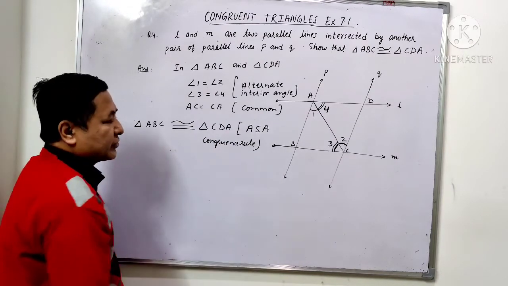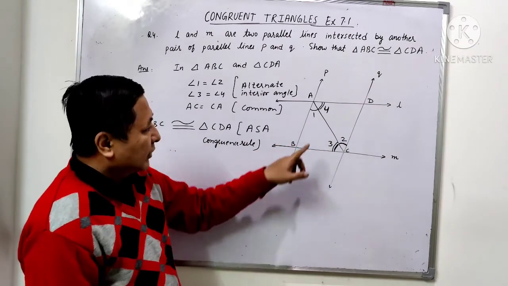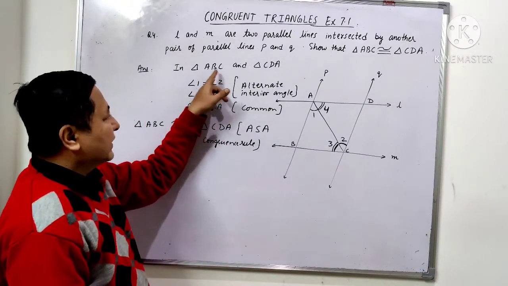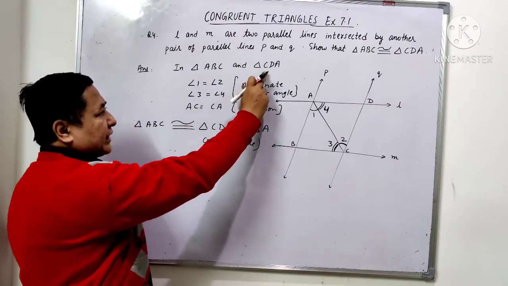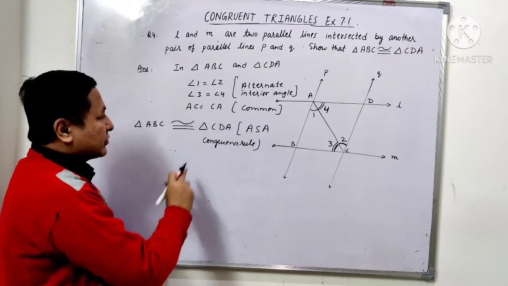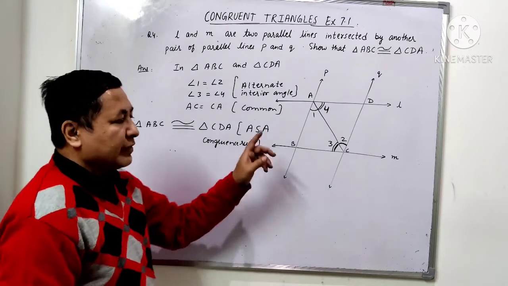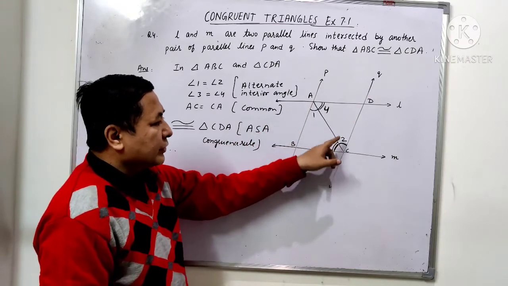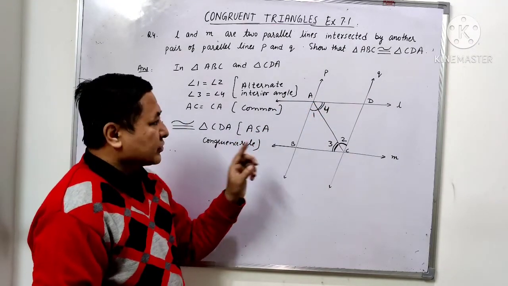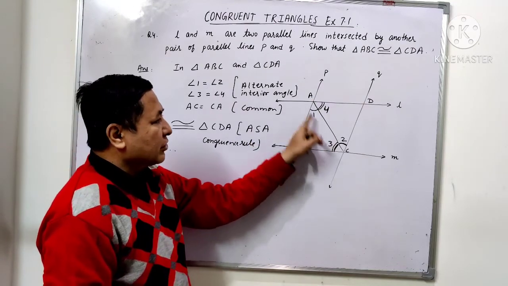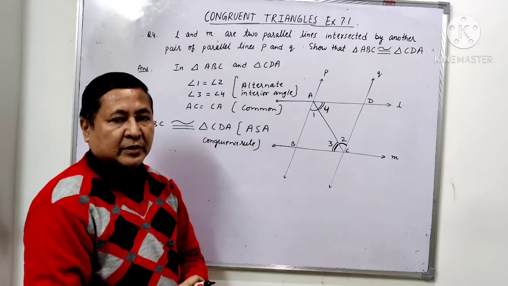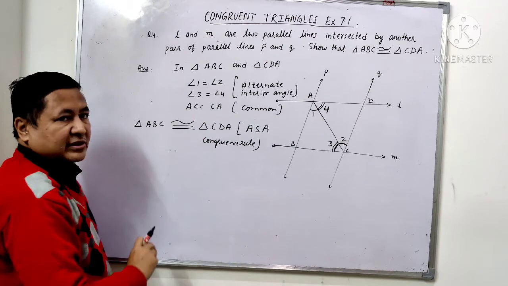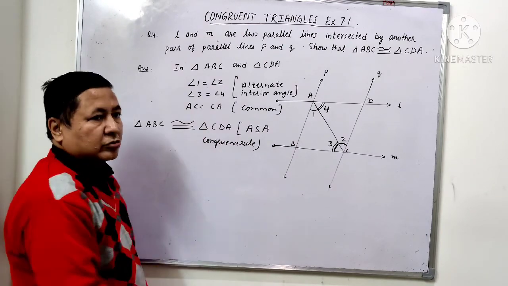Now if you see this, angle 1 is equal to angle 2, then we have one side AC, that is equal to CA. When we take triangle ABC we write side AC, and when we write triangle CDA, that will be CA. So AC will be equal to CA. We will not write AC equals AC, because triangle ABC is congruent to triangle CDA. It is not that triangle ABC is congruent to triangle ADC. Both are different cases. So we have proved that ABC is congruent to triangle CDA. Therefore we write AC equals CA. This is how the two triangles are congruent.